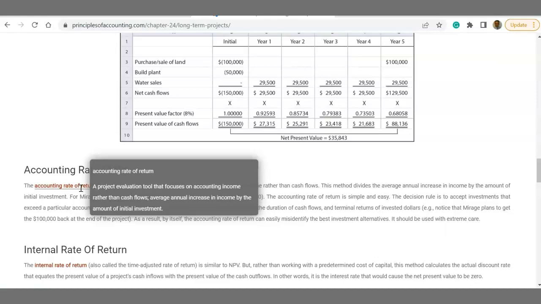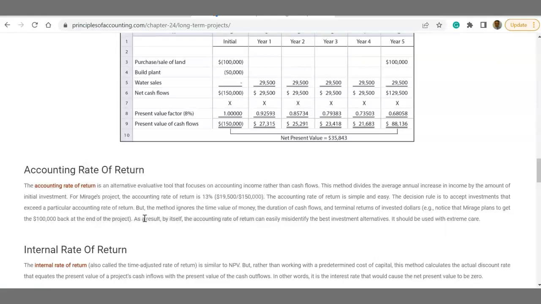This method divides the average annual increase in income by the amount of initial investment. That gives you the accounting rate of return. One more time, this method divides the average annual increase in income because of that new investment by the amount of initial investment. That gives you a rate of return on an annual basis.